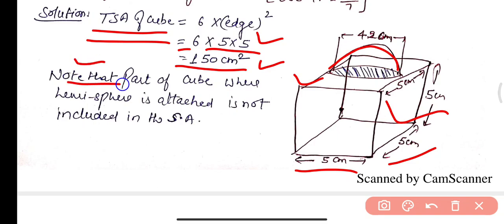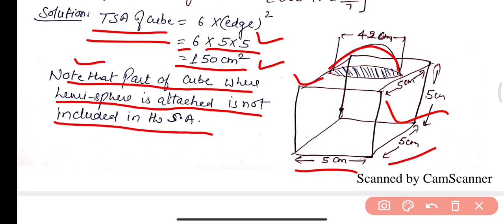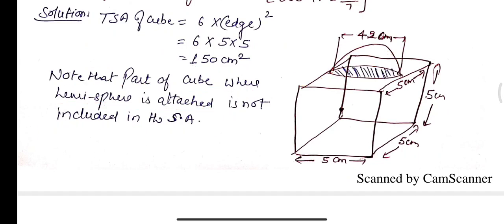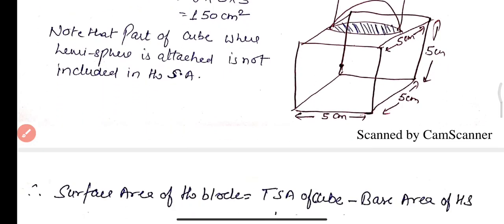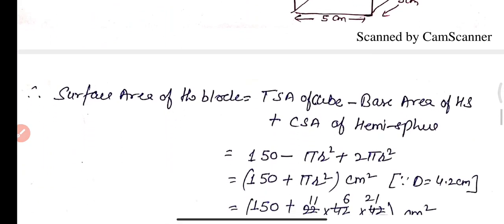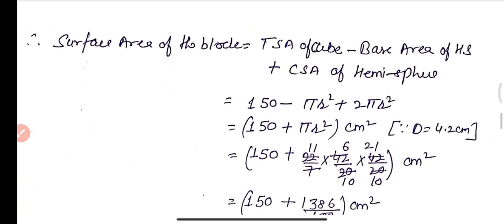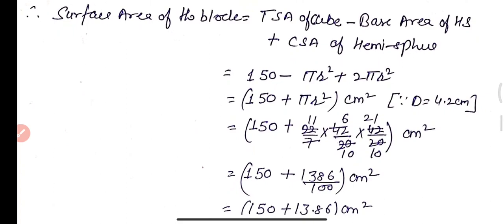So note that the part of the cube where the hemisphere is attached is not included in the surface area. We can see here this part is not seen, this part is hidden. So we will subtract the area of the base of the hemisphere, that is pi r square, from the total surface area of this block. So the surface area of the block will be total surface area of cube minus base area of hemisphere plus curved surface area of hemisphere. We will consider only the curved surface area of the hemisphere.